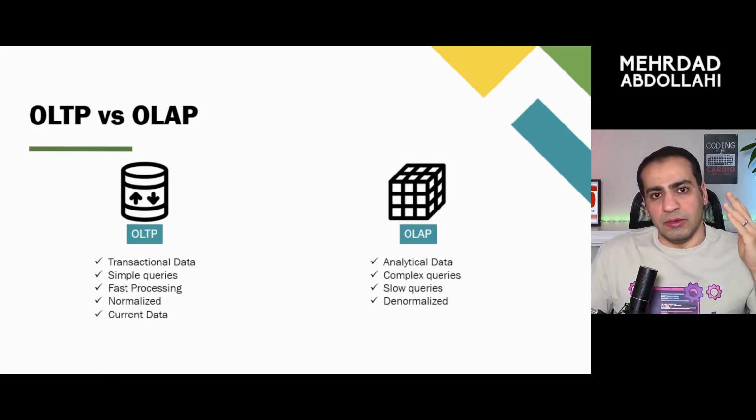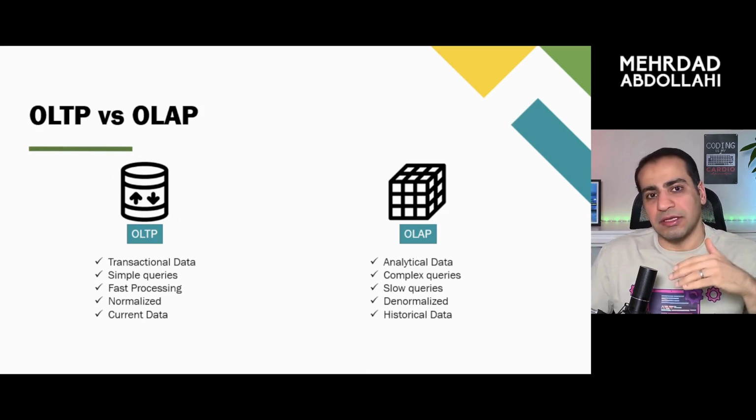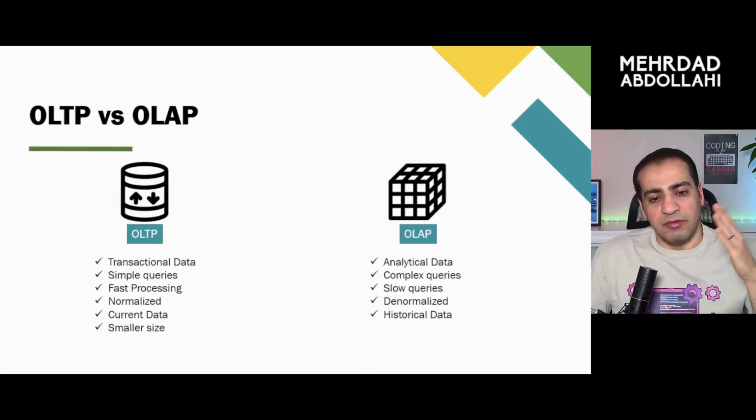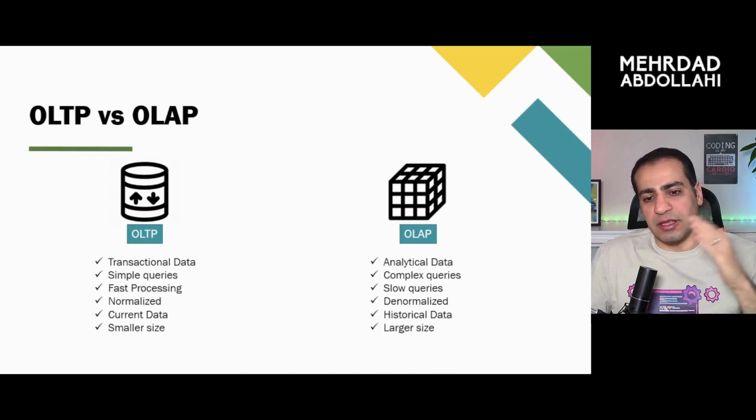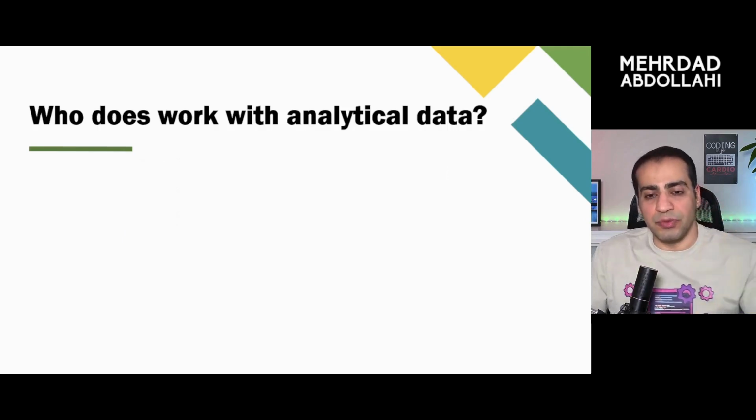Of course, OLTP, which is an online system, keeps the current data, while we have the historical data in OLAP. We have a smaller database size on the transactional side, and of course, when we gather the historical data, the size of the data is going to be larger.